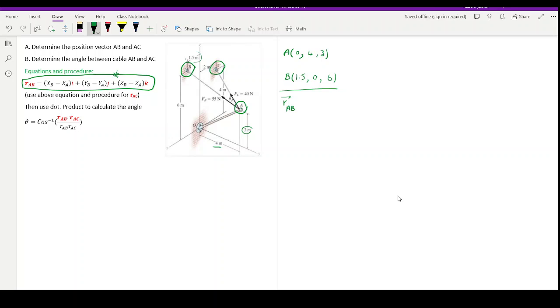It's going to be XB minus XA. So it's 1.5 minus 0 in I direction, plus YB, which is 0, minus YA, which is 4 in J direction, plus ZB, which is 6 minus 3 in K direction. That means that RAB is equal to 1.5I minus 4J and plus 3K.